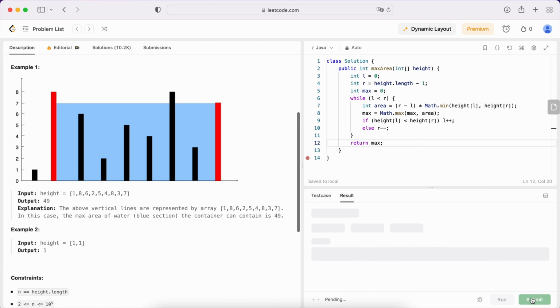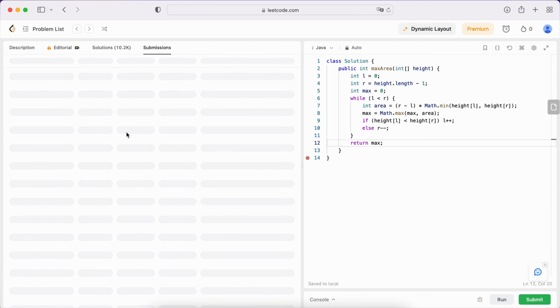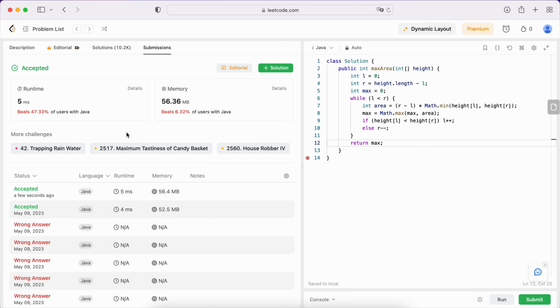Accepted. Let's submit it. Yeah, accepted. We have done this problem. It works in 50 milliseconds, and I think that is a good result for this problem. So goodbye everyone.